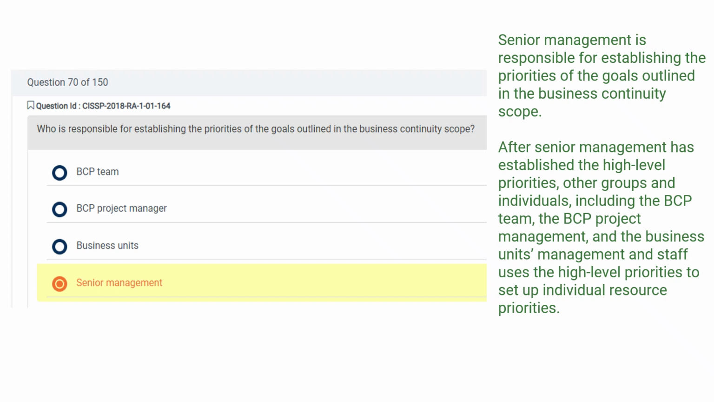After senior management has established the high-level priorities, other groups and individuals, including the BCP team, the BCP project management, and the business units management and staff, use the high-level priorities to set up individual resource priorities.